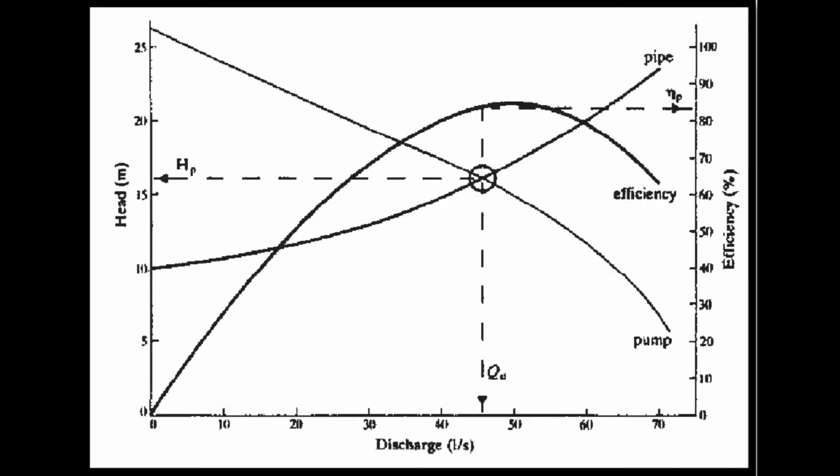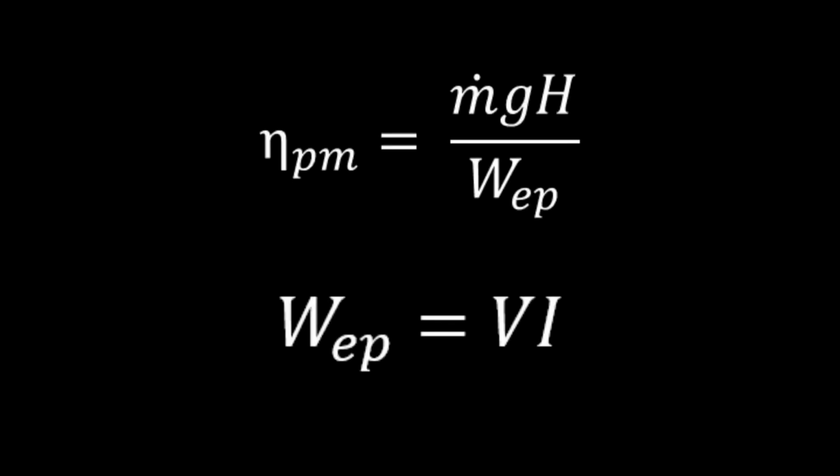Another important quantity is the pump efficiency. It is desired to have the operation point at the highest possible efficiency, which may not always take place. The efficiency of the pump motor system is defined as in this equation.